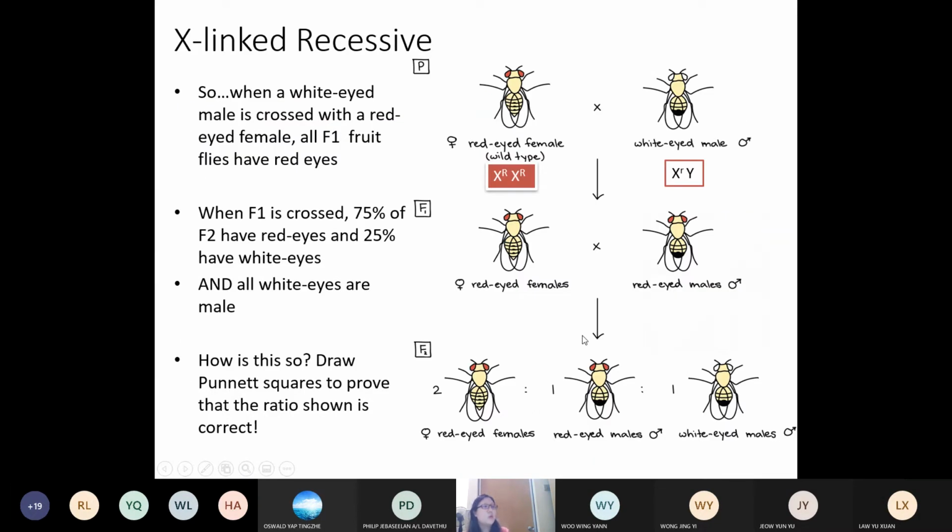Now let's look at what may happen. So now we are focusing on the white eye allele. The white eye allele is X-linked recessive. So what do we do here? Okay, so this is a scenario, and we're going to write the Punnett square later, but let me explain.